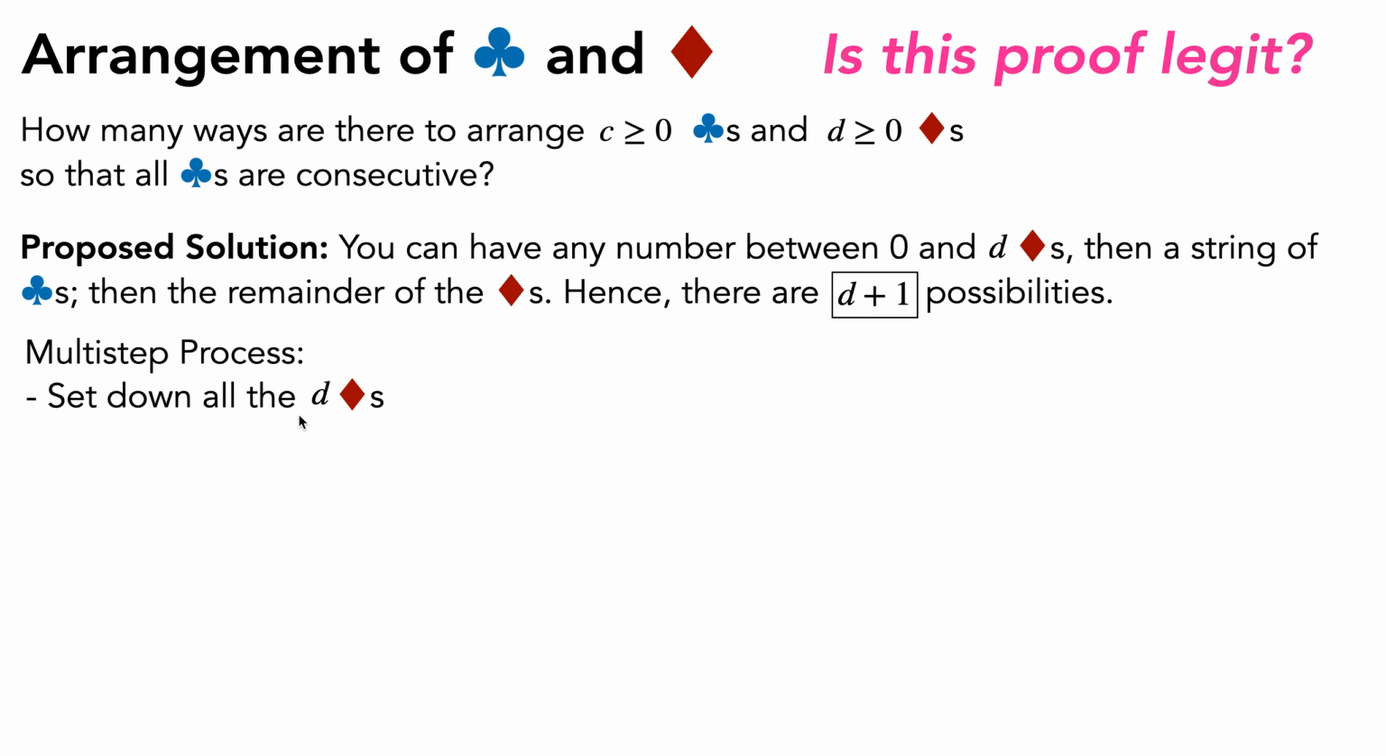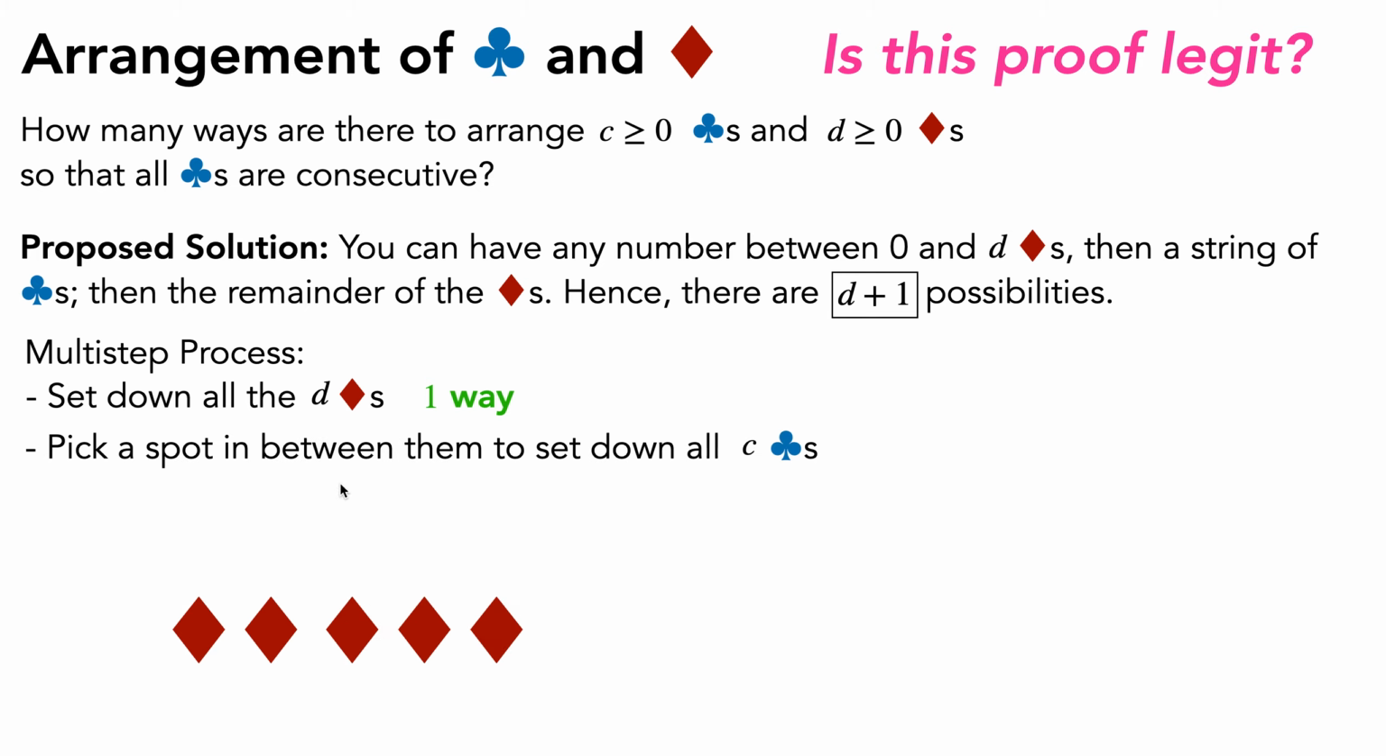So step 1 would be to set down all the D diamonds. And there's really only one way you can set them all down. In our little example, we just set down all 5 diamonds. Then the next step would be to pick a spot in between the diamonds to set down all C of the clubs. In our little example with 5 diamonds, we note that there are 6 different slots where we could insert the C clubs.